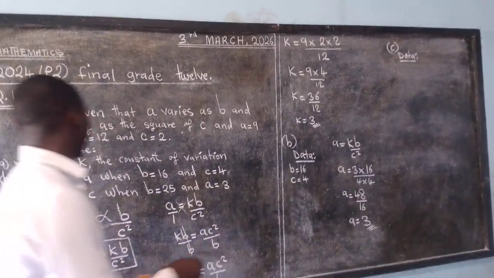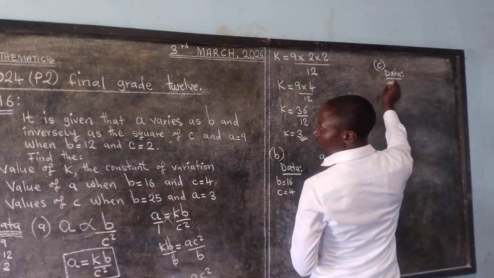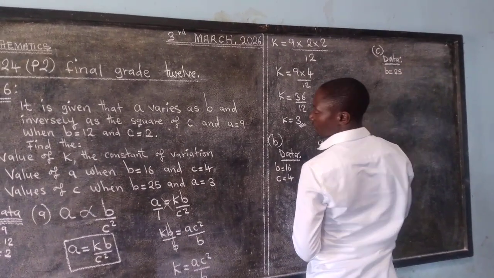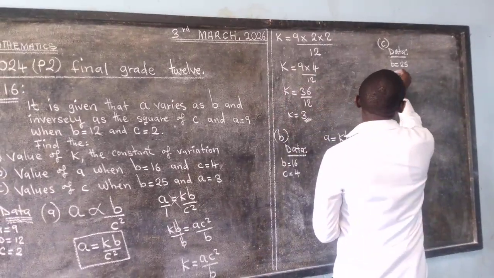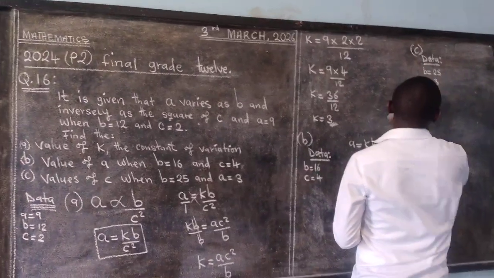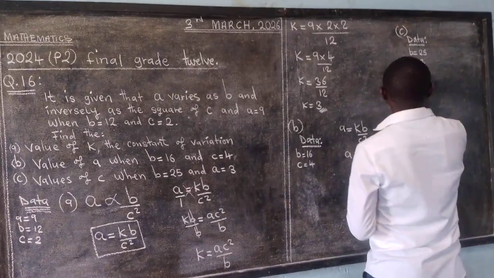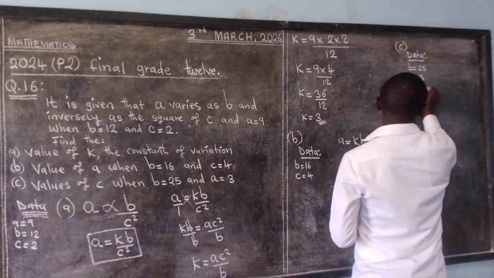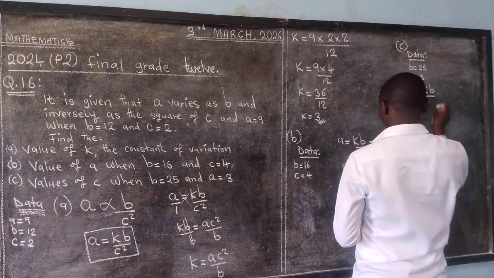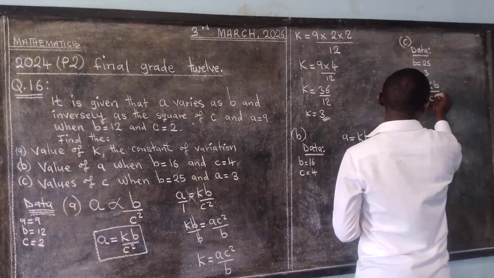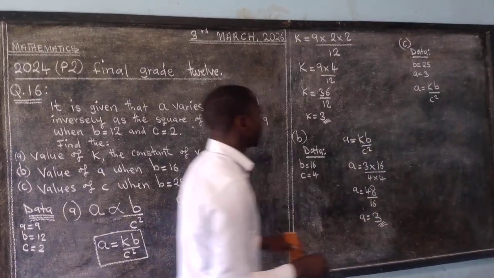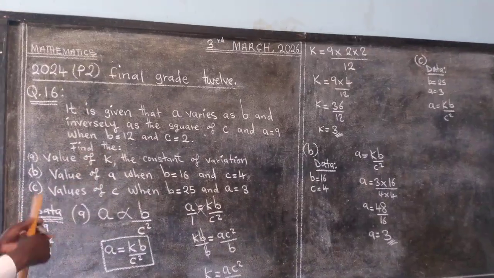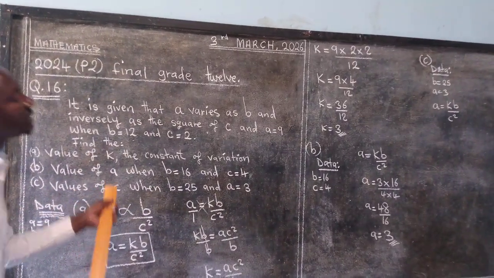Before we go further, what is our data? B means what? 25. A means what? 3. A is equal to 3. Let's get our formula. The formula says A is equal to constant B over C squared. Now, what are we looking for? C. Find the value of C.